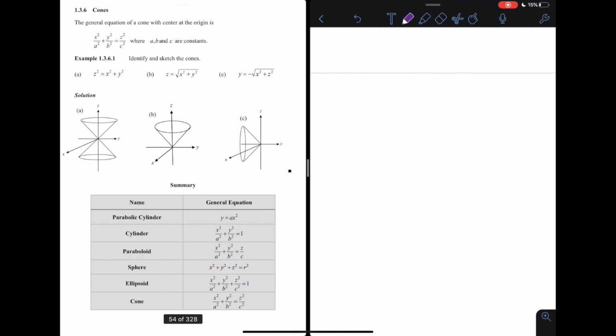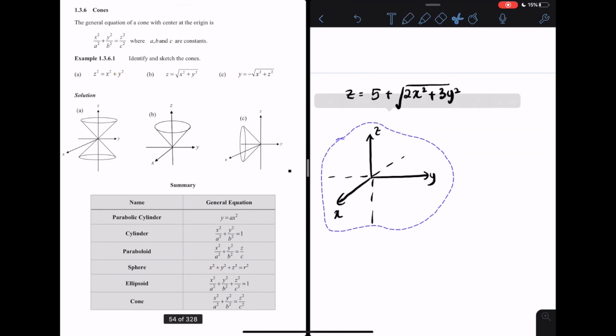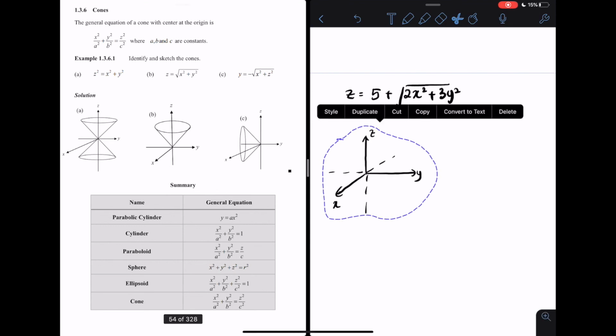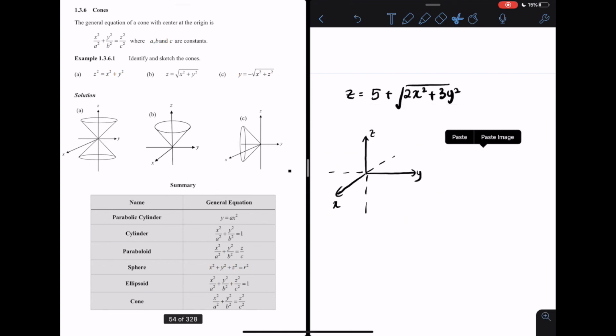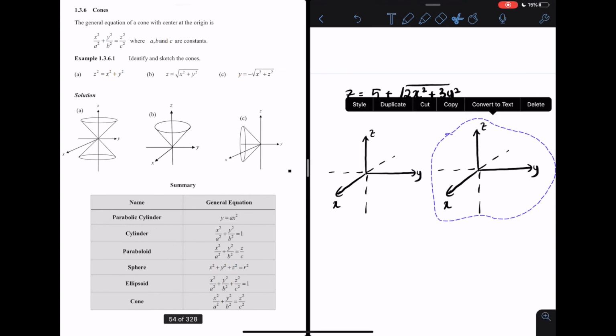So maybe you want to try another example. So let's go to the next example, where you have z is equal to 5 plus 2x squared plus 3y squared. So in this case, since z is the subject of your equation, by right, it will be traced along variable z. So I'll show the transition again.